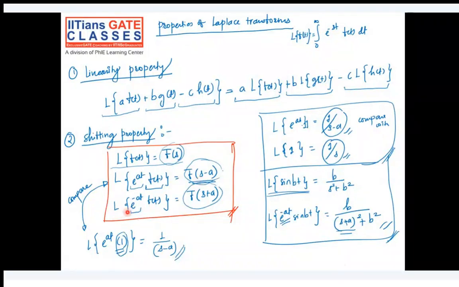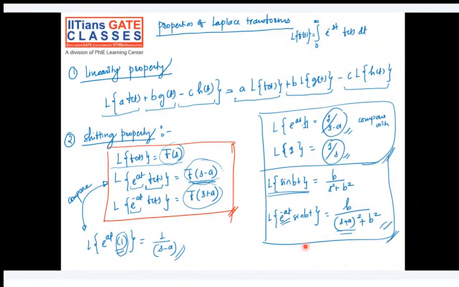Similarly, the Laplace transform of e to the power minus at f of t will be equal to f bar of s plus a, and that is coming from this concept. Let me give you one simple example here. What is the Laplace transform of sine of bt? We have already studied it: it is b divided by s square plus b square. Then what is the Laplace transform of e to the power minus at sine of bt? We replace s by s plus a, correct? So it will be b divided by s plus a whole square plus b square. Is it clear?